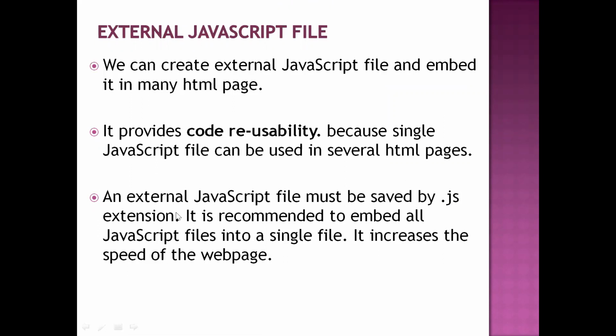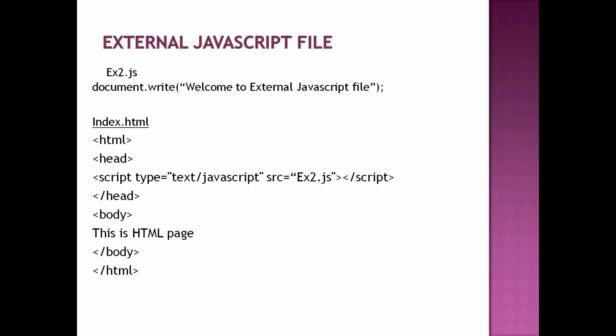Whatever code you are writing inside the .js file, you just write the JavaScript code without using the script tag. But for accessing that file in your HTML page, you use the script tag, and inside the script tag, using the src attribute, you access that file. This is the way to write a JavaScript file separately from the HTML page.